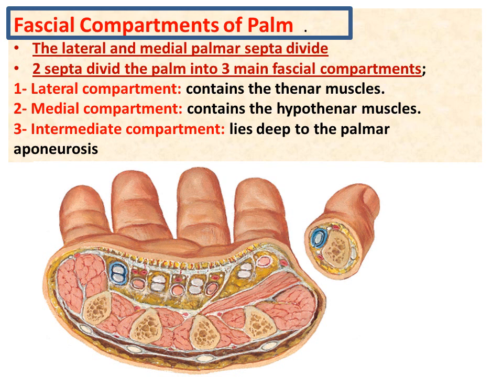As we said before, by means of the deep fascia and its septa, we can divide the palm into many compartments. Toward the thumb, laterally, we have a lateral compartment containing the thenar muscles. Toward the little finger, we have a medial compartment containing the hypothenar muscles, and in the middle, we have the intermediate compartment, which is deep to the palmar aponeurosis.